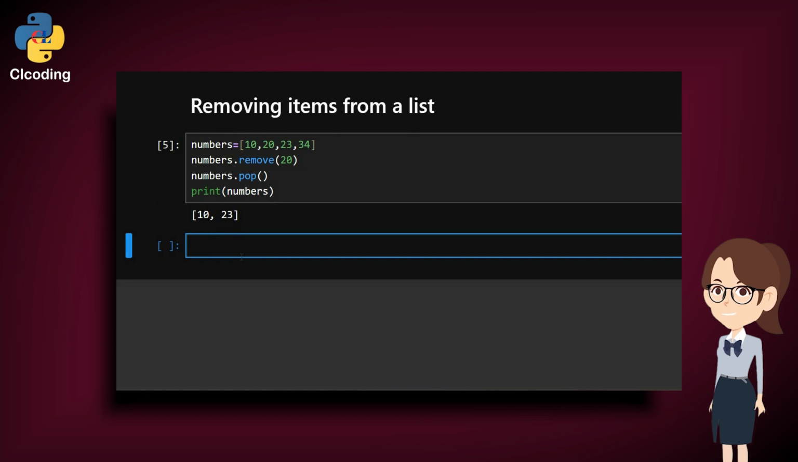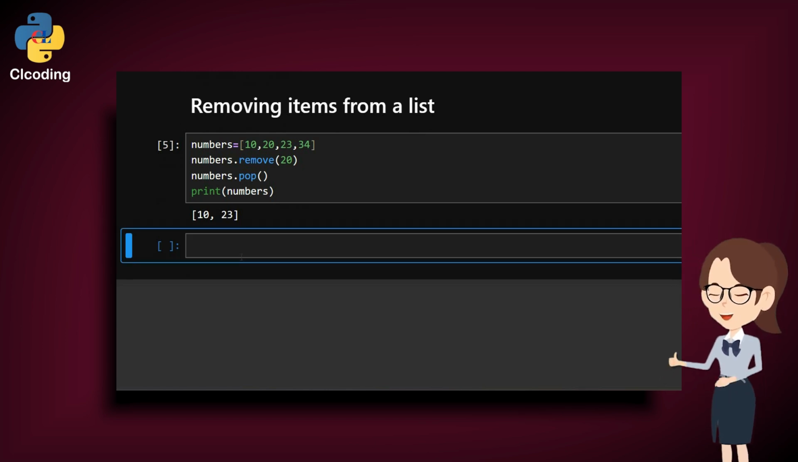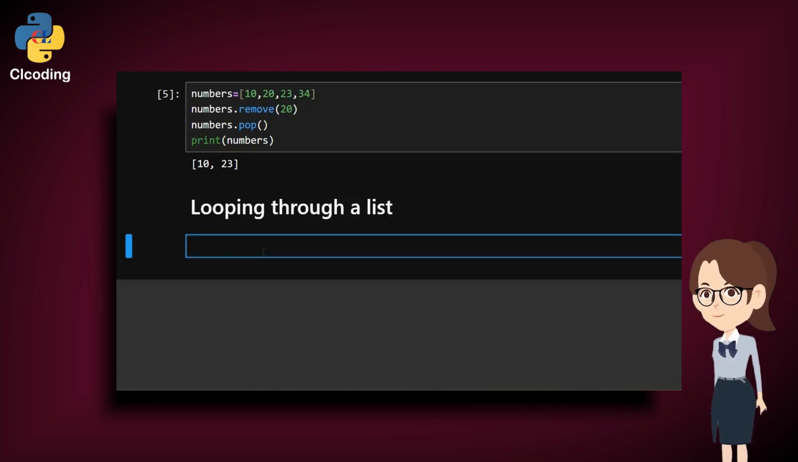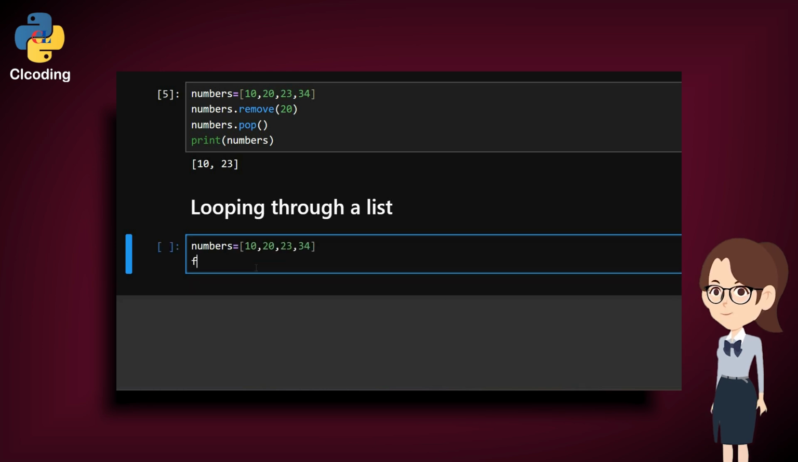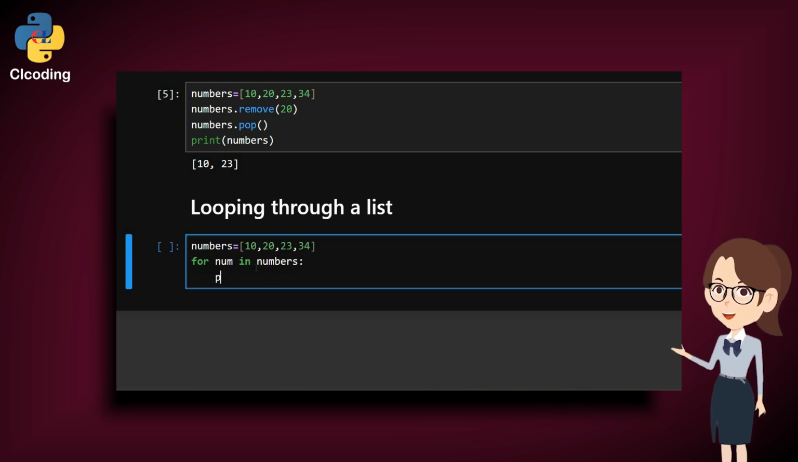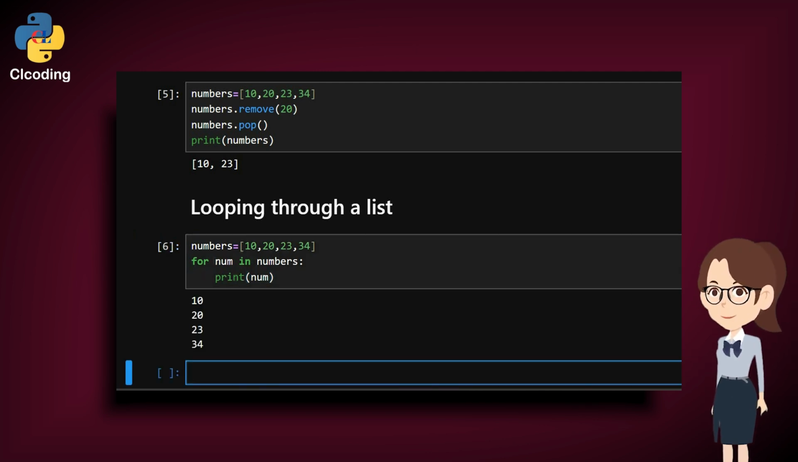Now the next thing we'll see is looping through a list. We can use a for loop to go through each item in a list. So let's see that. Here we have taken a list. By using a for loop we can iterate through each item in a list, and let's see the output. So here we can see the output.